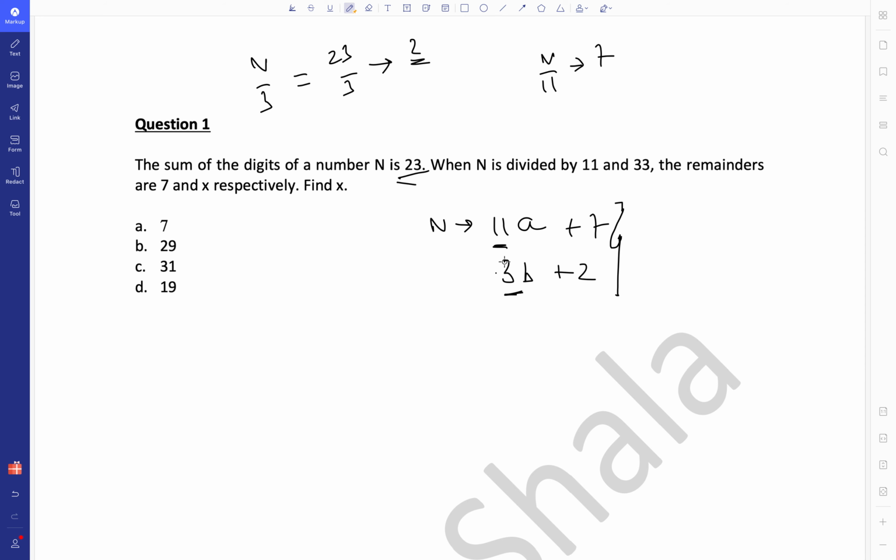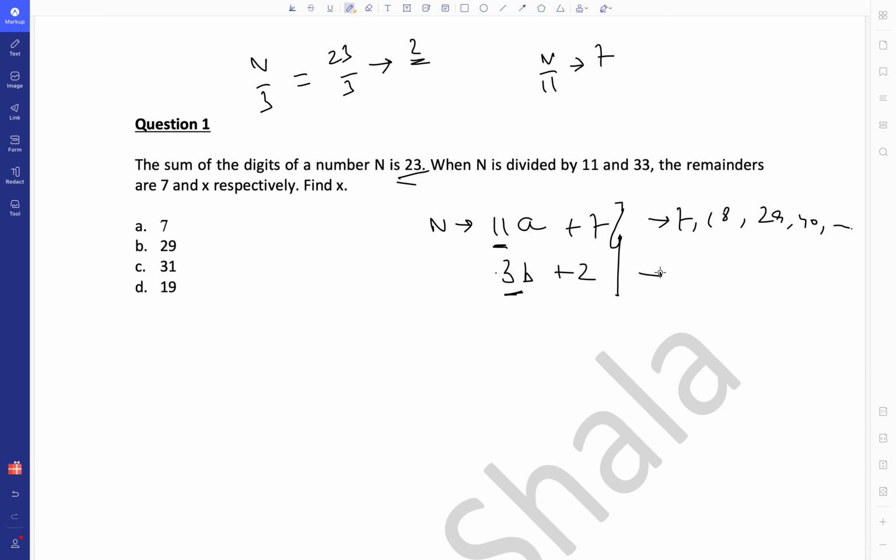The first and simple way is to just find the common number in these two series. For example, for 11a plus 7, what are the possible values? The first is 7, then you have 18 for a equal to 0, a equal to 1, then you have 29, then you have 40, and so on.